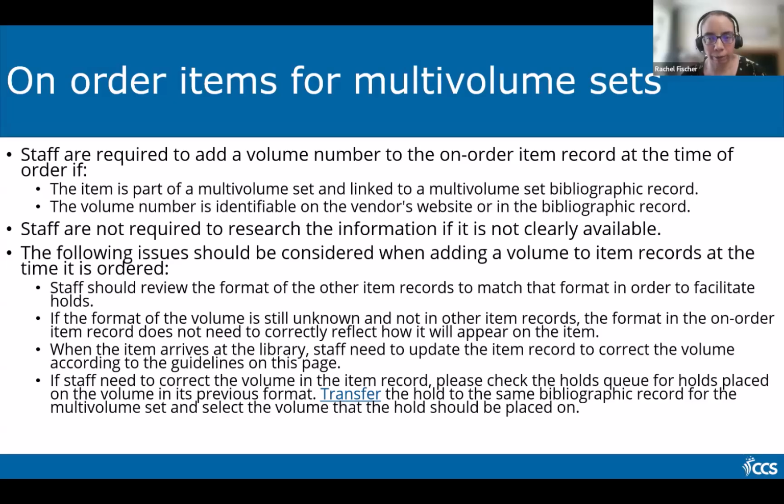They should try to match the format of the volume numbers on other item records if available. If a previous format can't be discerned, they should add something anyway. Staff can correct it when the item arrives and when they're cataloging the final record. So the requirement on the wiki does not specify which staff will perform these tasks, so that's up to the library to decide. It's also important to note that if staff do need to correct the volume number, the holds will also need to be corrected. So this is done by transferring the hold to the same bib record that it's on and then selecting the correct volume.